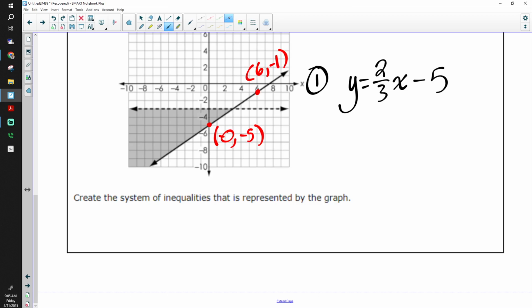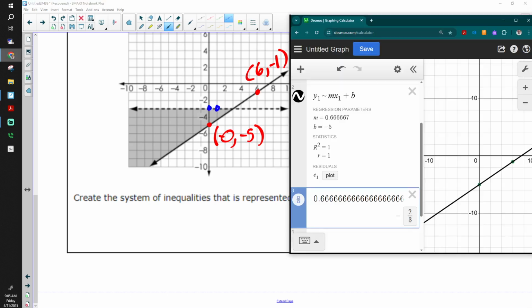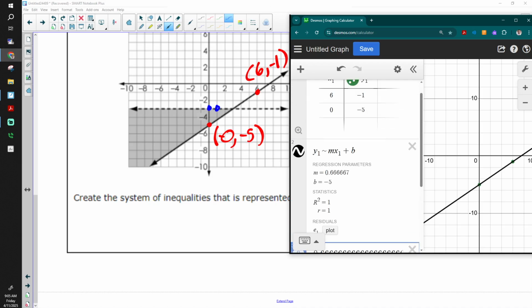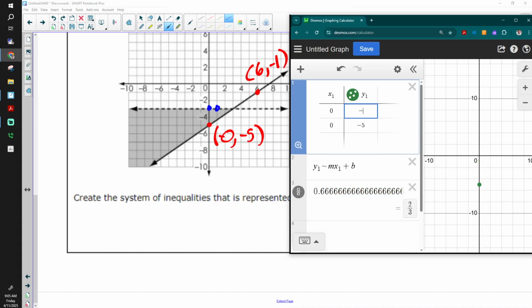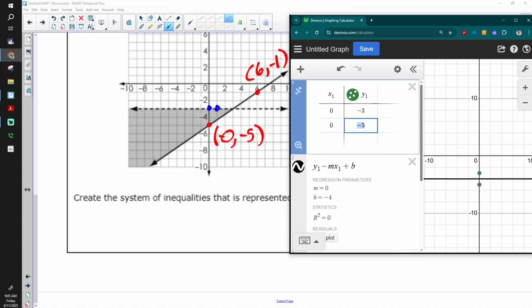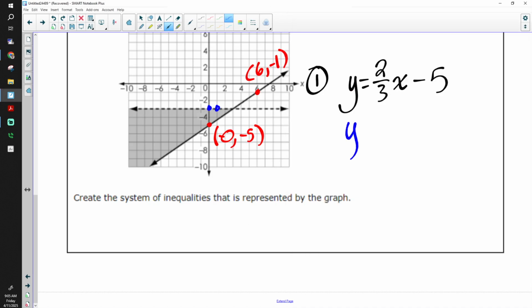So we're going to pick two pretty points. 0, negative 3, 1, negative 3. And we're going to go back and do the same thing. Okay, so if I go up to my table, 0, negative 3, and 1, negative 3, I can see m is 0, b is negative 3. But since we're shading below it, I need to use a less than symbol. So y is less than negative 3. And there's our second equation for our graph.